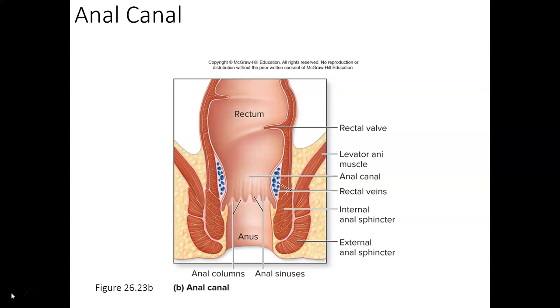And that's all. That's all the structures we have for the GI tract and accessory organs.